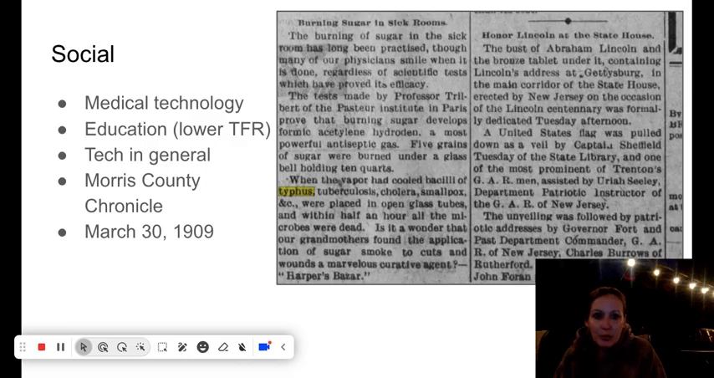Here's an example from the Morris County Chronicle from over 100 years ago. It's just talking about when typhus was a big problem. And it's saying, how did they treat that? Well, sometimes they didn't have all the right medicines or vaccines, and they were smoking sugar in a house. And people are saying, hey, this is a great thing to do. So if you want to pause this, you can read more about that.